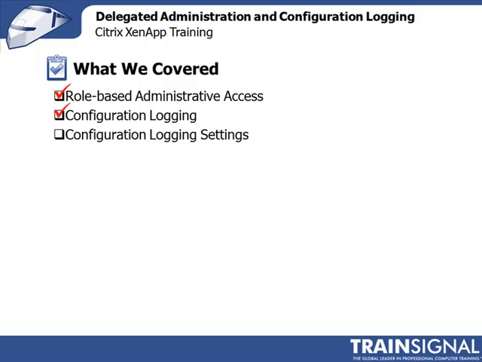Configuration logging is a way for you to track what's going on within your Citrix farm. Any changes that have been made, any manipulation of the Citrix farm gets logged to the configuration logging database. We went through and configured the logging database, went through some of the configuration logging settings, and we talked about all of those. Finally, I hope this lesson was informative for you, and I'd like to thank you for viewing.